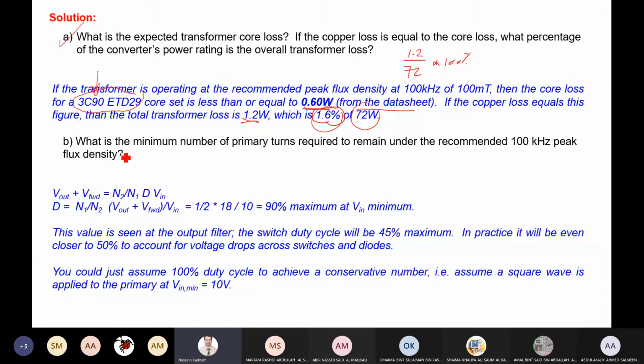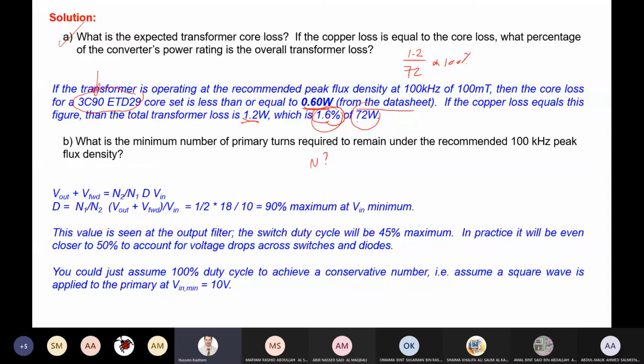Let me remind you with part B what he asked me to do. What is the minimum number of primary turns, it means N1, to remain under the recommended 100 kilohertz peak flux density? Okay, I need D. The duty cycle is important to be found. So let me find D and then I go for this.